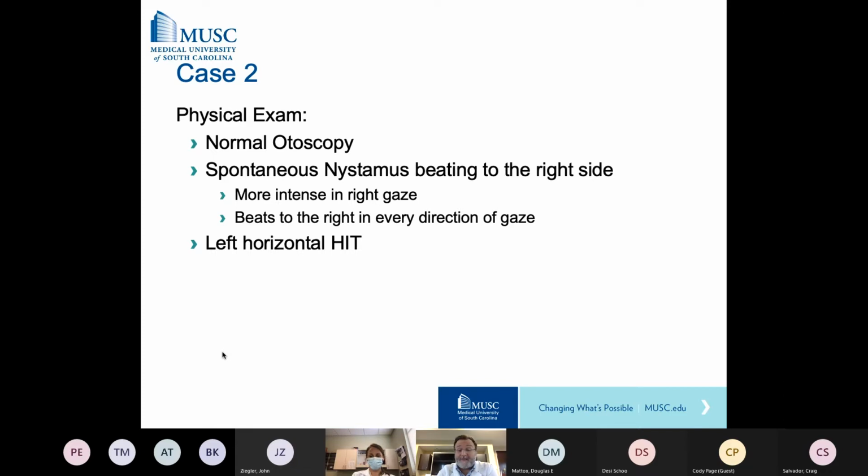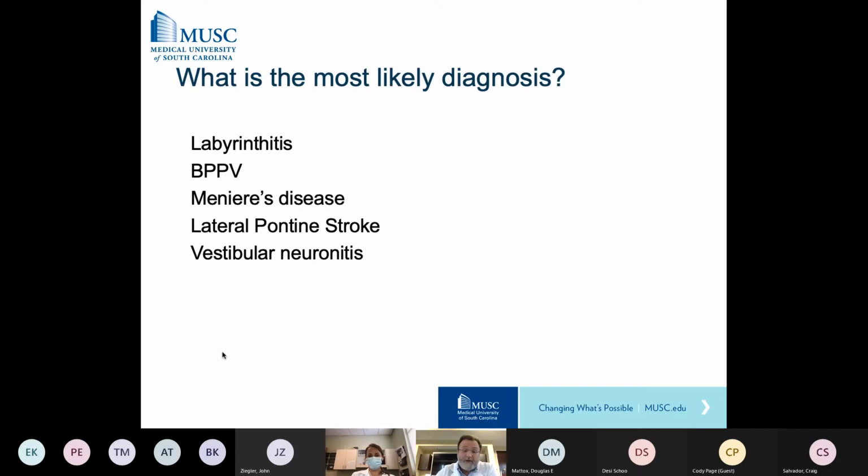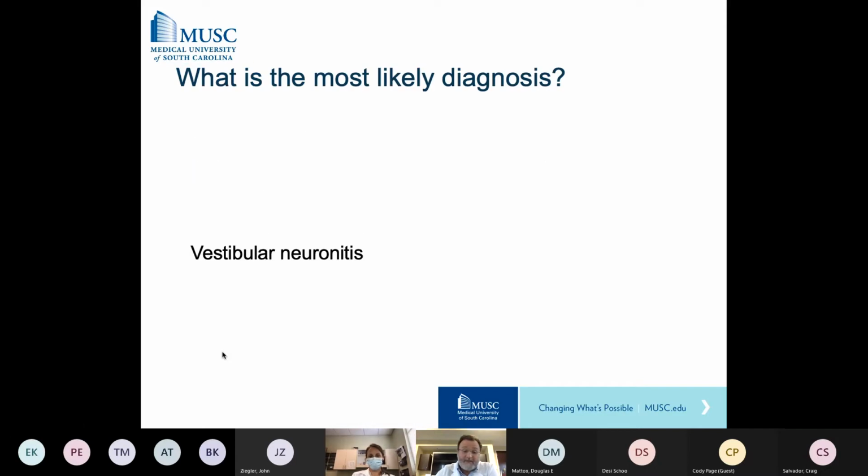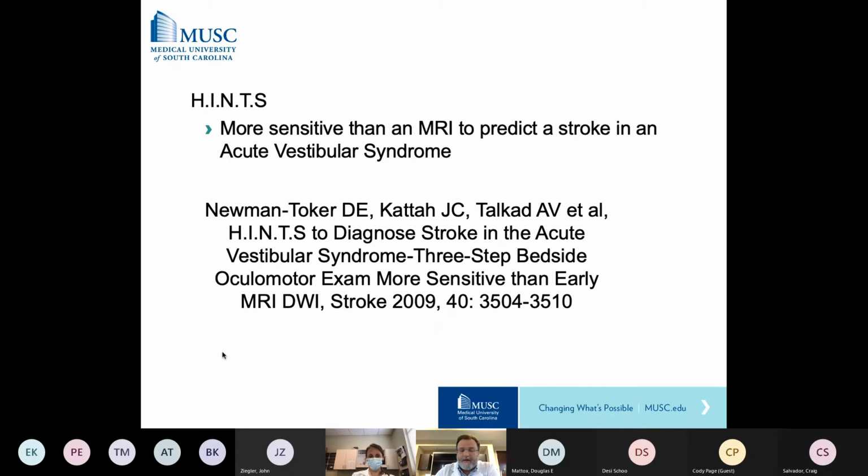Her head impulse test is positive in the horizontal plane on the left side, meaning when her head was thrust to the left, her eyes slipped from the target, which is the examiner's nose, and then came back with a corrective saccade. So her most likely diagnosis is a vestibular nerve problem. She had a drop of function in her left ear.